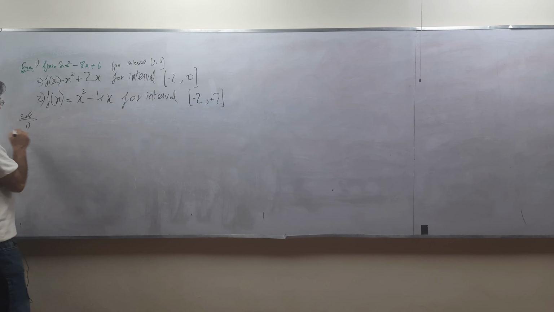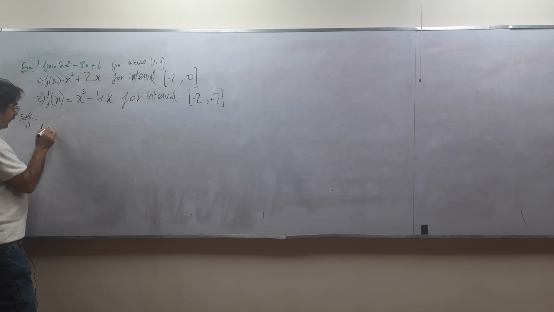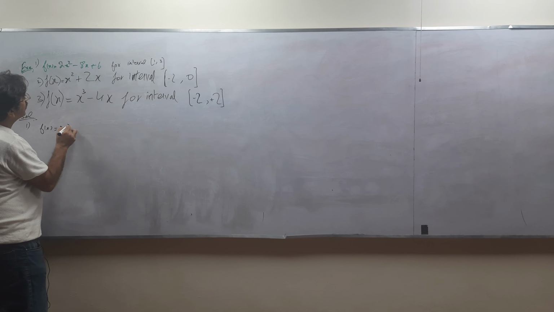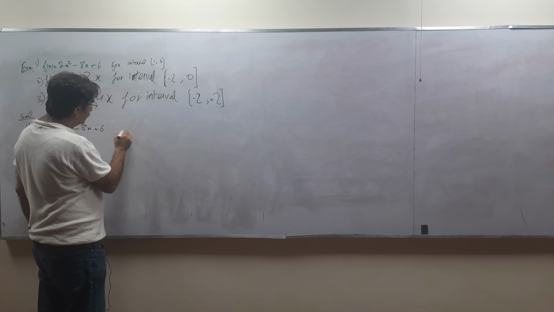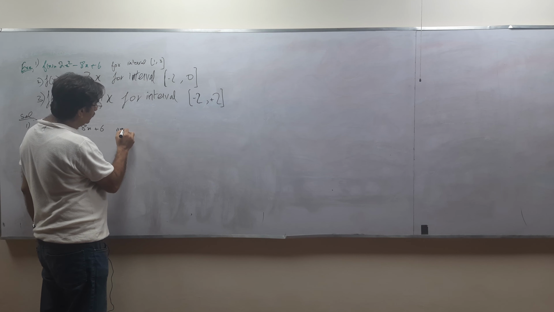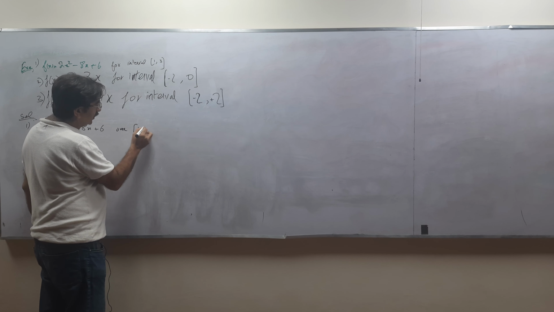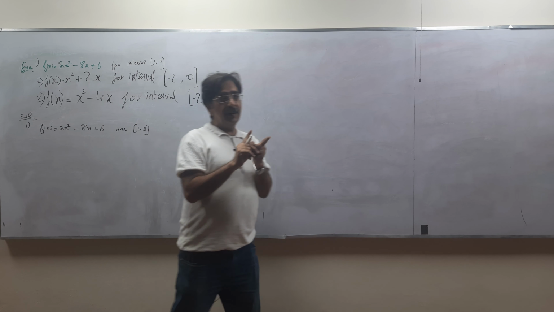First, what is the first? f(x) is equal to 2x² − 8x + 6. What is the interval? The interval is 1 to 3, meaning the boundary values are 1 and 3.